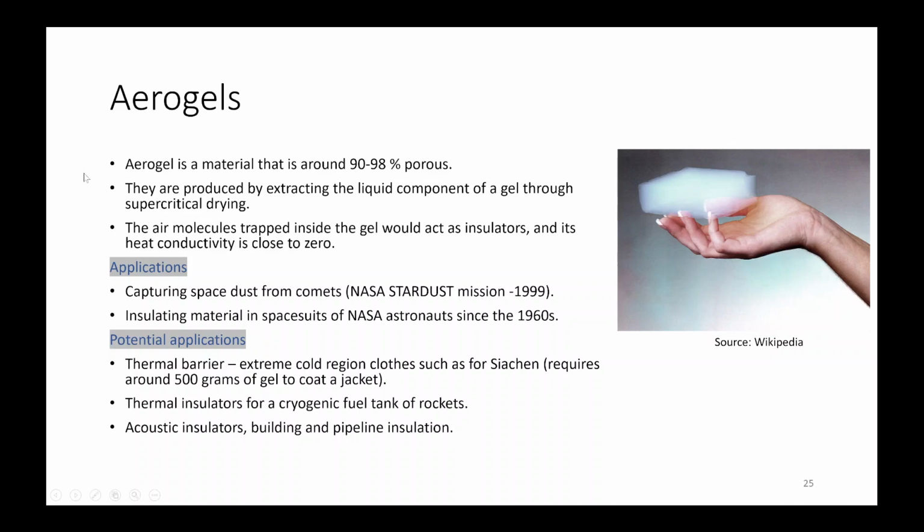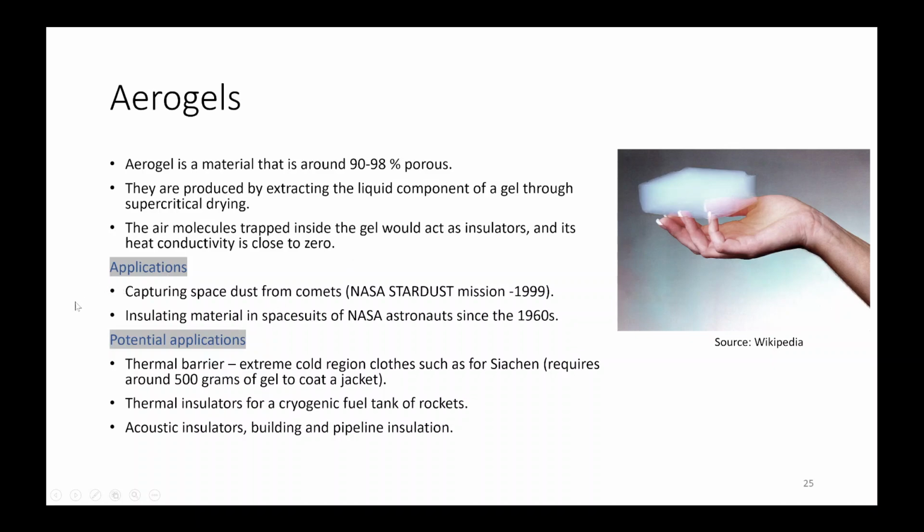Now another category of these materials is aerogels. These are materials with around 90 to 98% porosity. They are produced by extracting the liquid component of a gel through supercritical drying. The air molecules are trapped inside the gel and they act as insulator. Its heat conductivity is close to zero, so they are used as insulators or noise barriers.